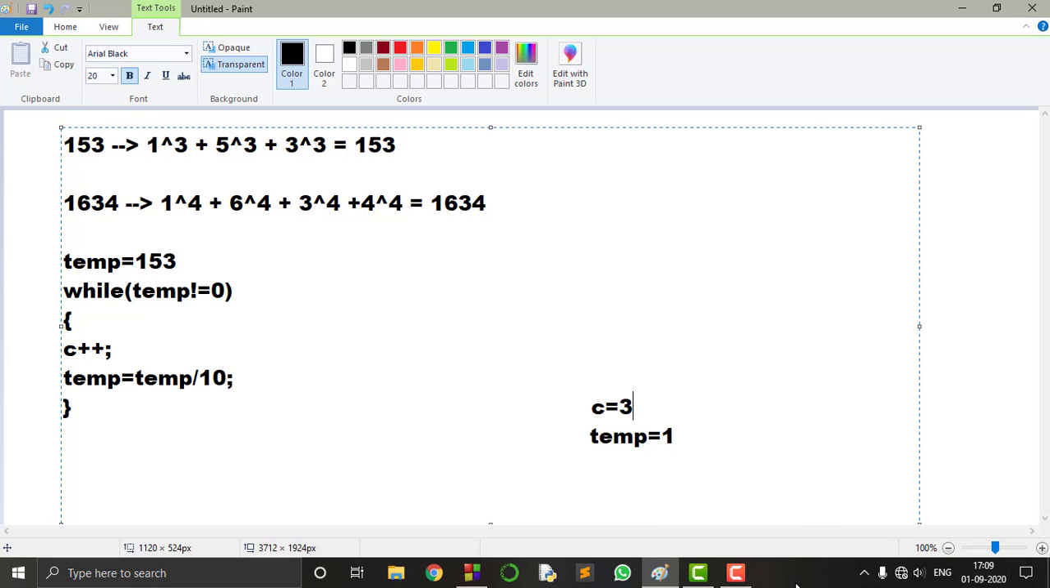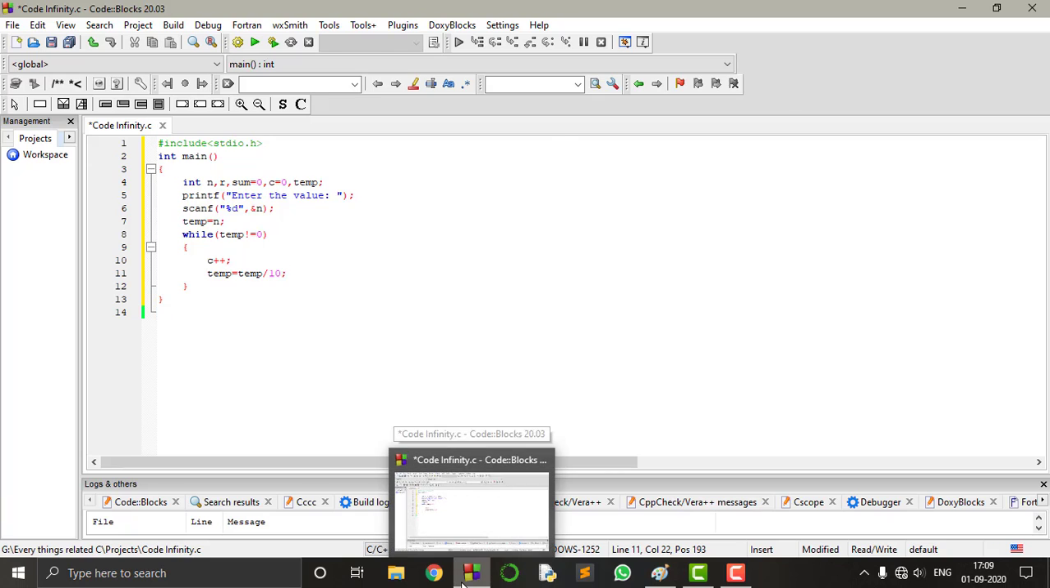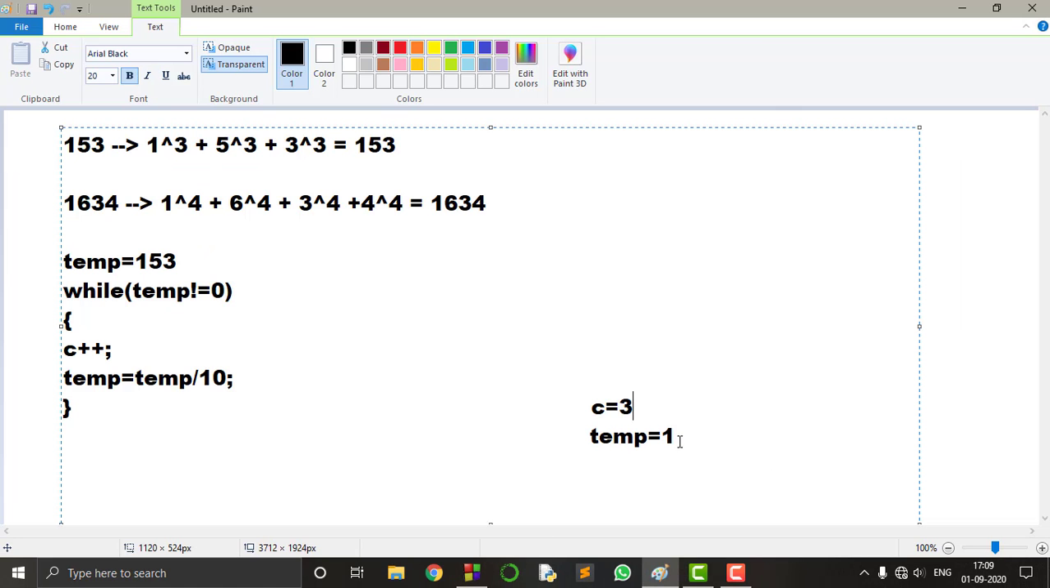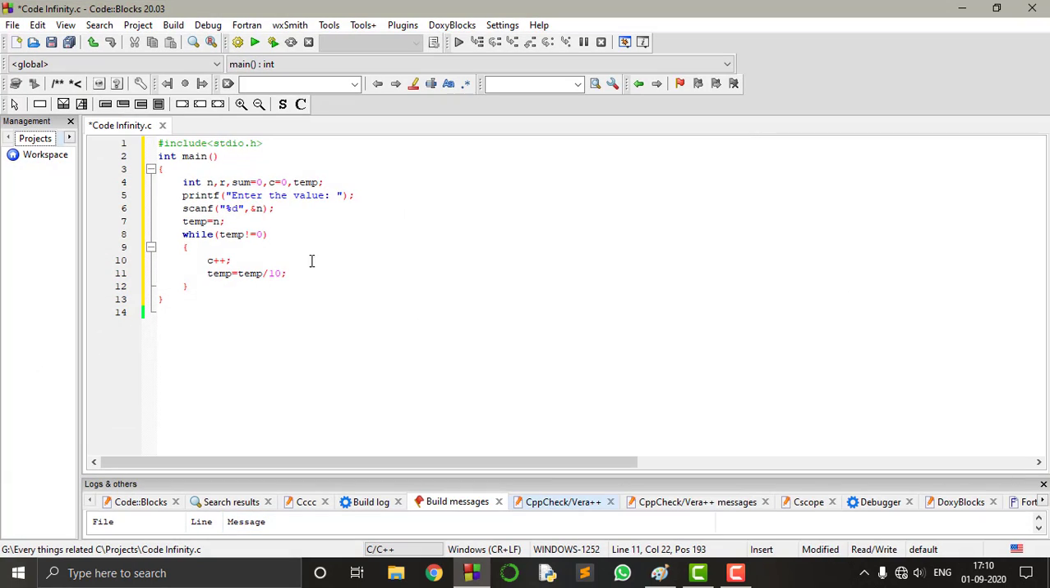That's why we are writing these things, to know the power. Here you can see the power. If the number has one more digit, then the power c is 4. So by that method we are knowing the power, and the value of c is the power. After that we are storing the value of temp into n.